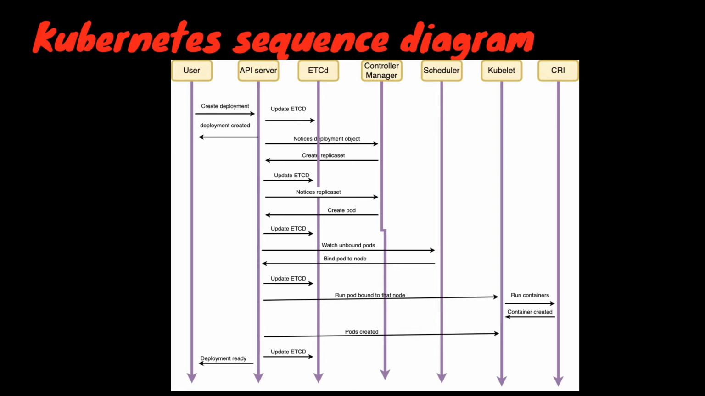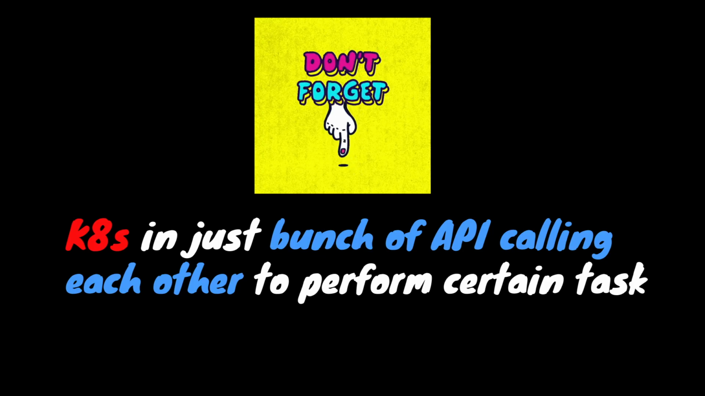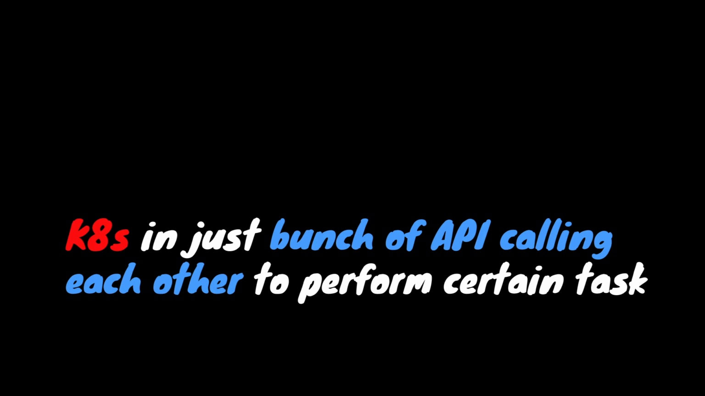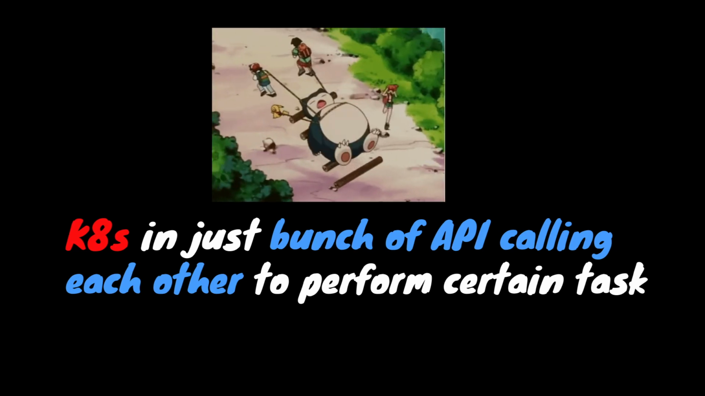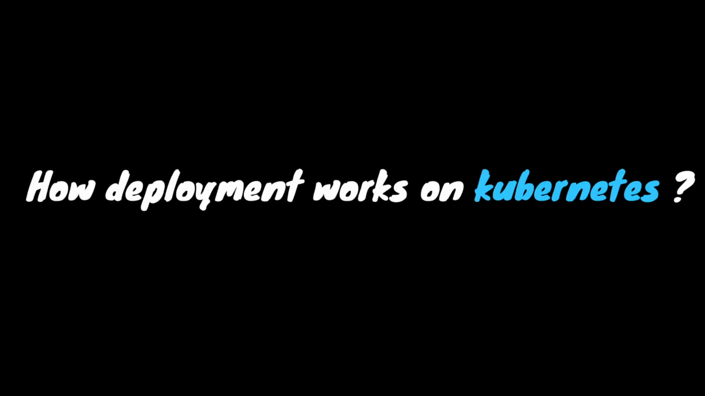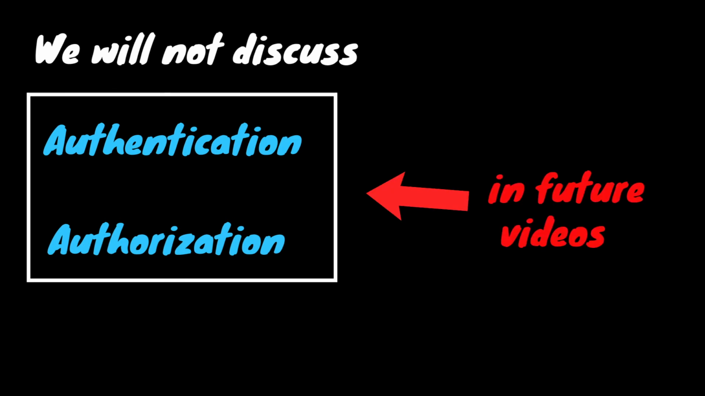Before we begin, remember that Kubernetes is mostly an API-based system. It is all about a bunch of APIs calling each other to do things. We want this video to be short and understandable. Hence, in order to scope it, we will only discuss how deployment works and we will not be discussing the authentication and authorization part when the request is issued via kubectl.